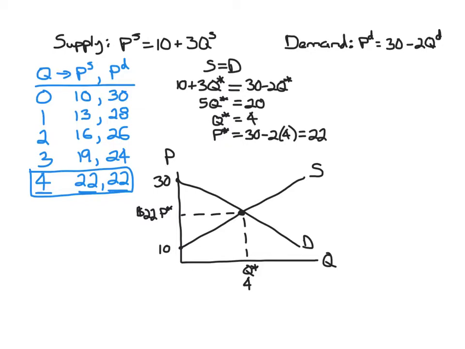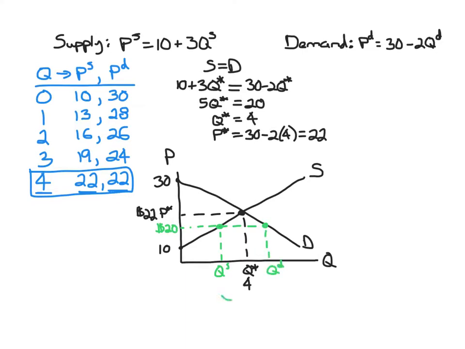All right, the next part of the question asks us to figure out what would happen if instead of the market clearing price of $22, the price was set lower than that at $20. What would be the impact on the market? Well, let's see. The price of $20 would hit the supply curve right here. So the quantity supplied would be lower than 4. And $20 would hit the demand curve right here. So the quantity demanded would be higher.